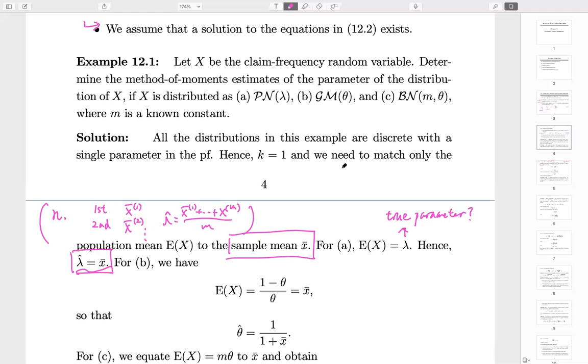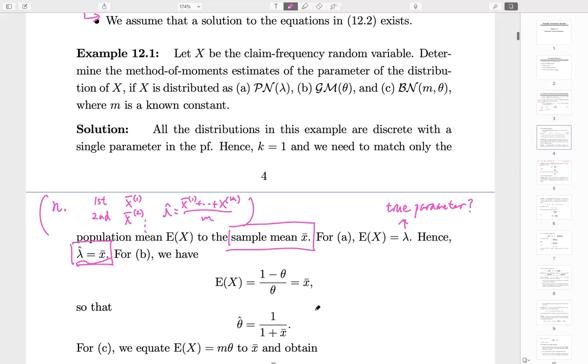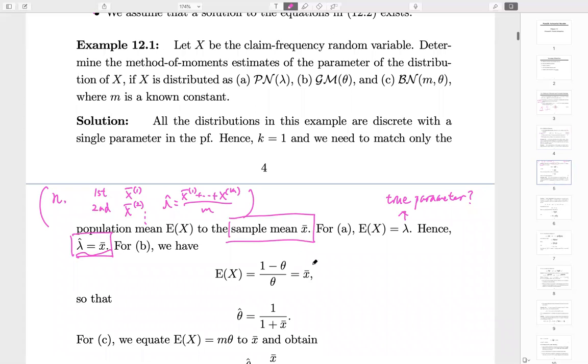The next one is geometric. The mean of geometric is 1 minus theta divided by theta. Again, different textbooks might have different definitions of geometric, right? So this is our definition. I match the theoretical result to the empirical result. Then this is the equation of one parameter, theta, right? I can easily solve this to arrive at this estimator. So this is an estimator. So whenever I have a sample, I can compute the sample mean. Once I know the sample mean, I know my estimator for this theta.